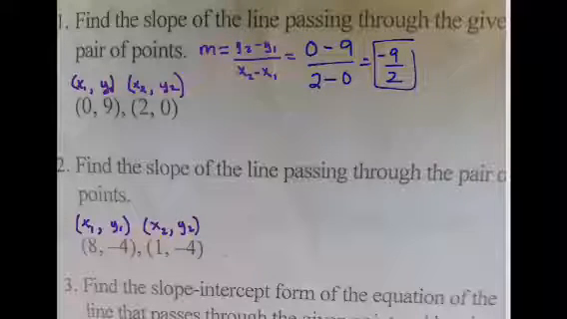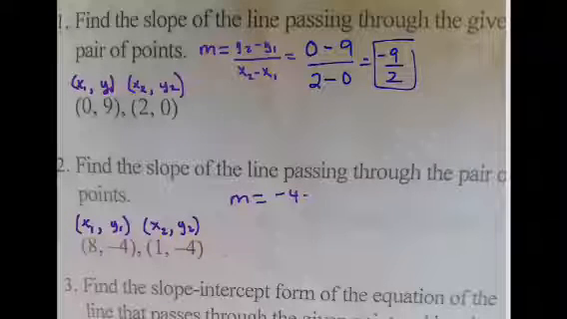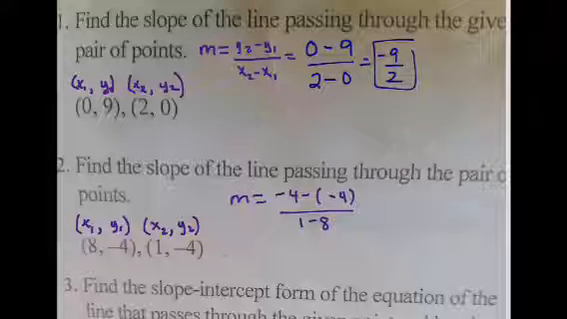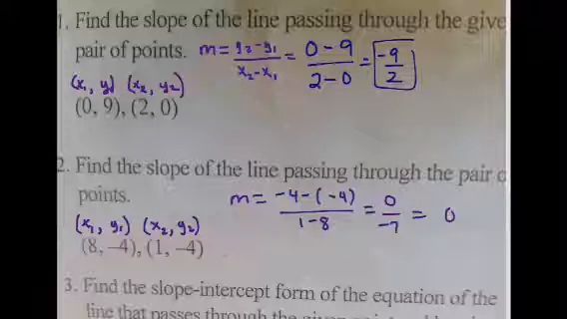So number 2 is also a slope problem, so I'm not going to rewrite the formula. I did label the points x sub 1, y sub 1, and x sub 2, y sub 2. So the slope is going to be negative 4 minus a negative 4, divided by 1 minus 8, so you get 0 over negative 7, which is 0.